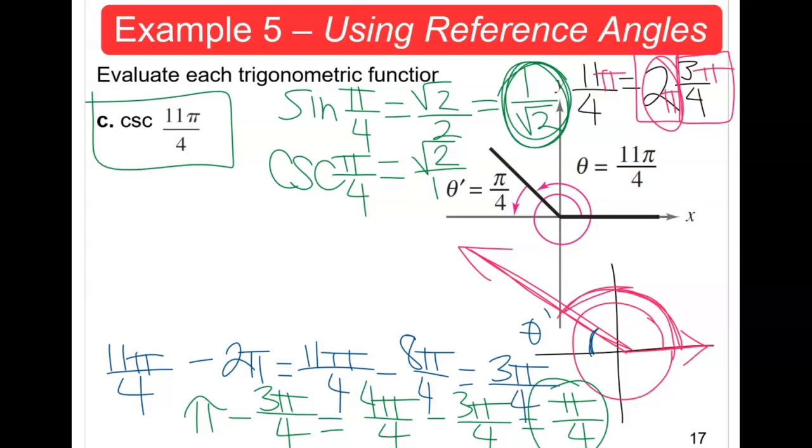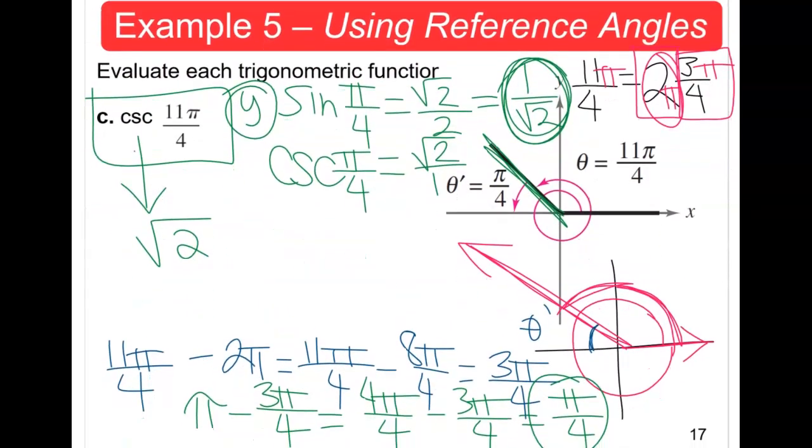However, cosecant and sine are both related to the variable y, and the variable y in quadrant 2 is positive, so it will be the same thing. So the cosecant of 11 pi over 4 will also be positive square root of 2. And that was our last problem.